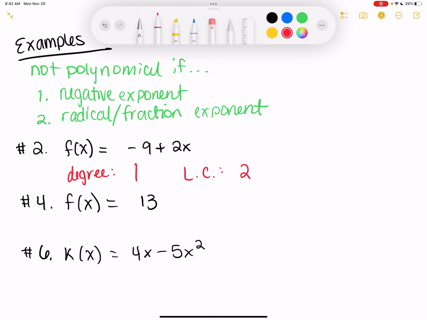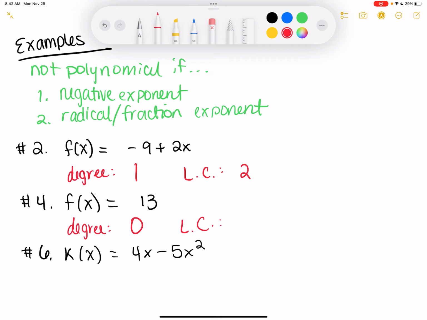So the other one. Why is it 1? Because the power on x is 1. Okay. So number 4, it is a polynomial. Does it have a degree? If it's polynomial, it will have a degree, 0. Because you could say plus x to the 0, which is 1. And 13 is the leading coefficient.